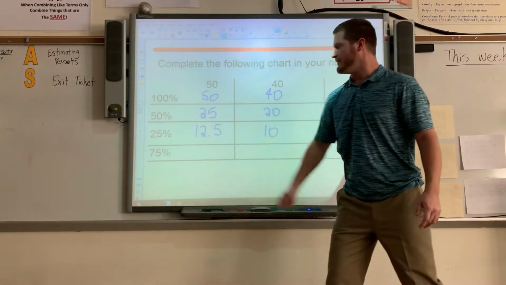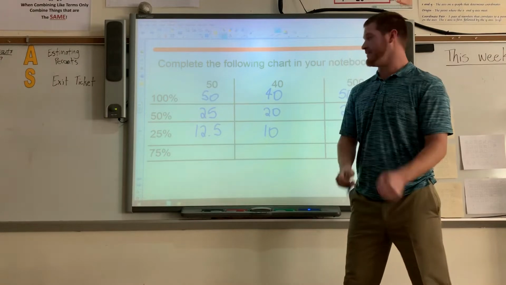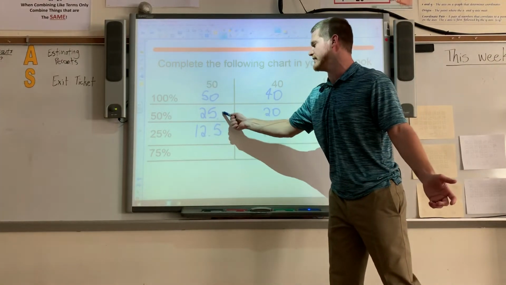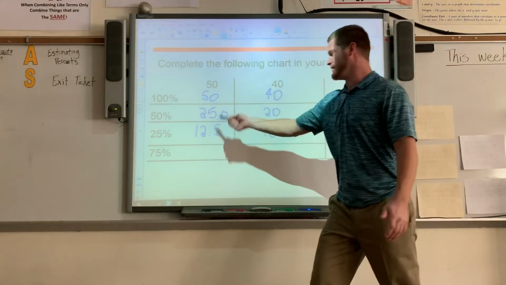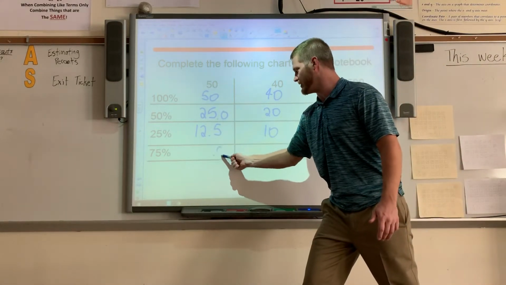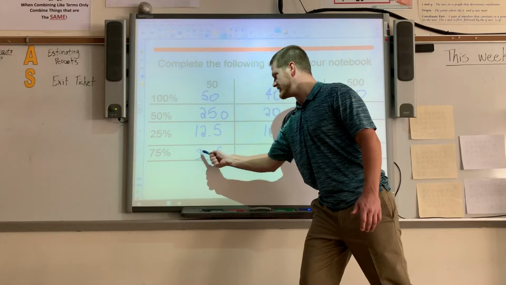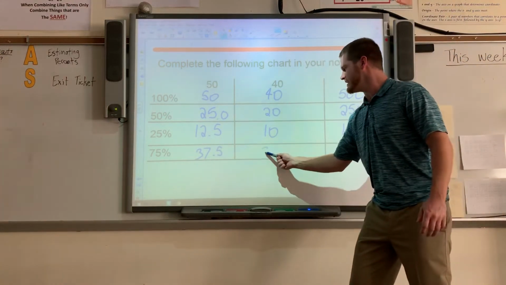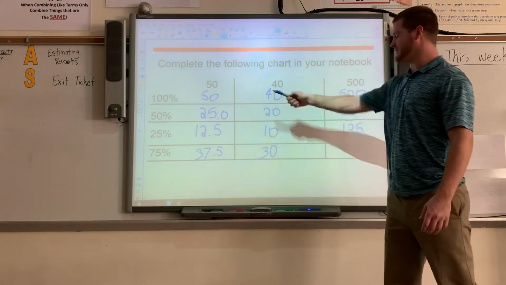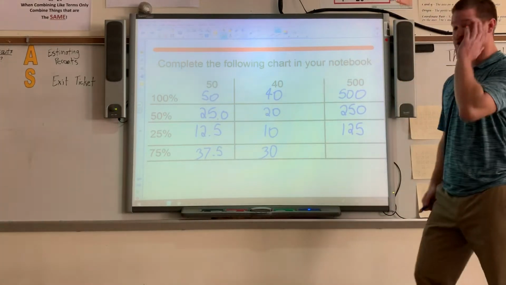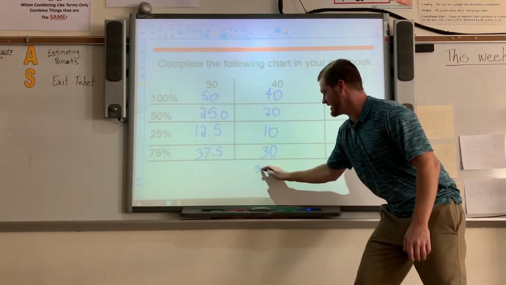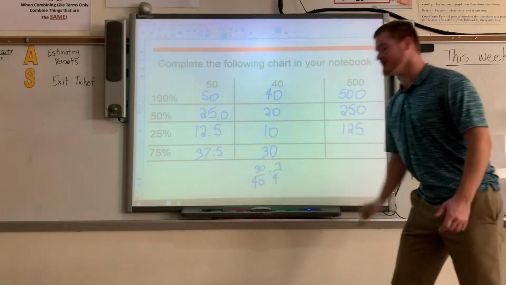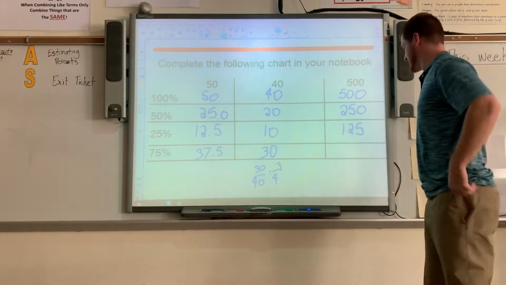Last but not least, remember to find 75%, we add the 50% row and the 25% row together. So 25 plus 12.5. If you don't have a calculator, if you don't know how to do this, look, line up the decimals. 25 is equal to 25.0. So when you add those together, we get 37.5. Next one, easy, 20 plus 10 is 30. So 75% of 40 is 30, which we know because 30 out of 40 actually reduces to 3/4. So we know that 3/4 is going to give us 75%.